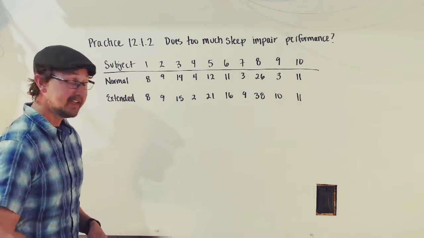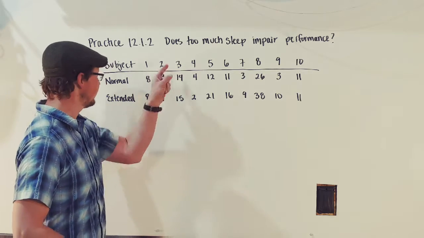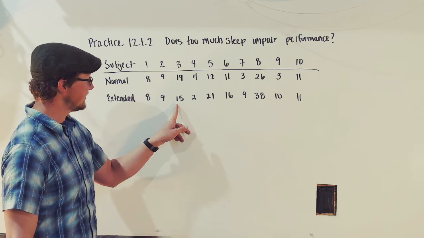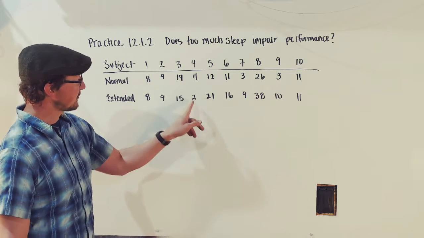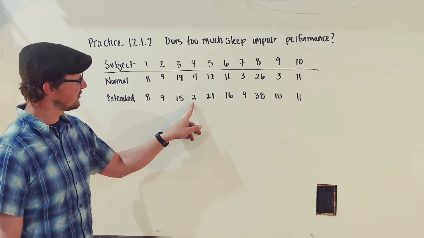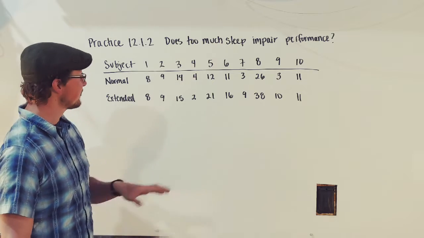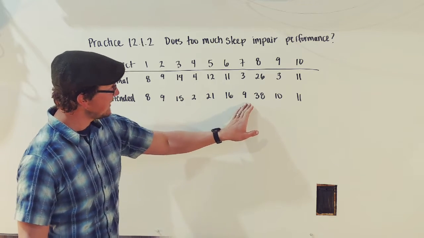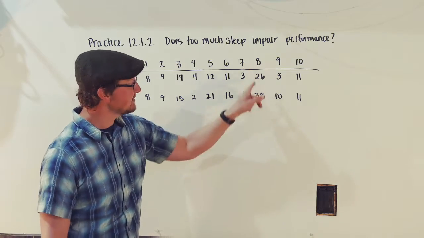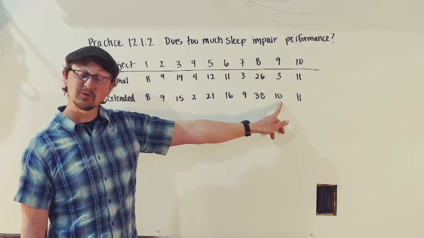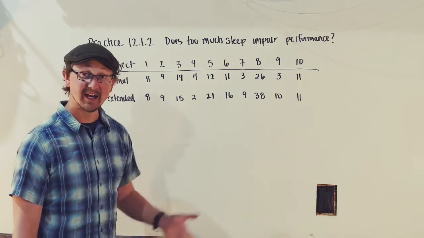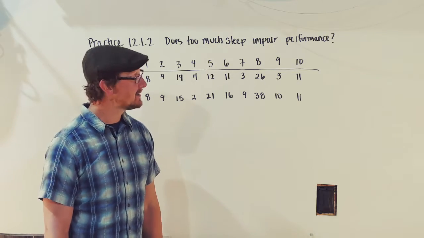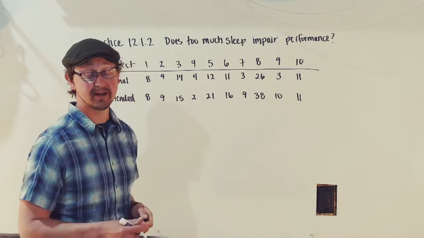Subject number 2 we see had the same comparison. Subject number 3 responded a little bit slower with extended sleep. Subject number 4 responded faster with extended sleep. Subject number 5 looks like responded much slower, as did number 6, as did number 7, as did number 8, all responding slower. Number 9 as well responds slower with having had too much sleep. And then subject number 10 looks like they have the same response rate.